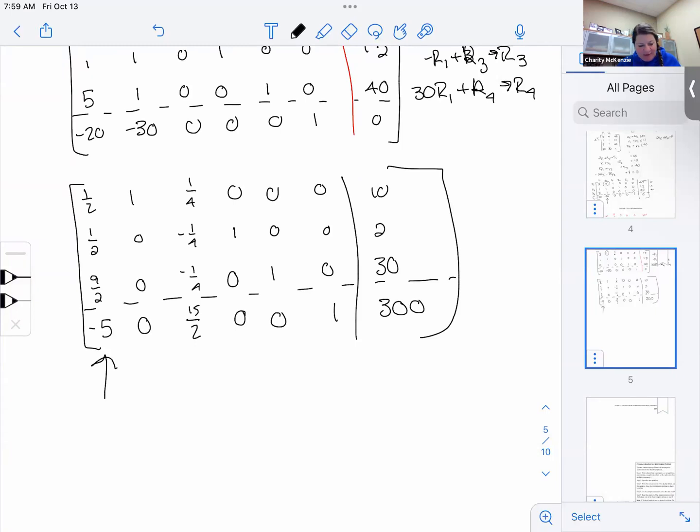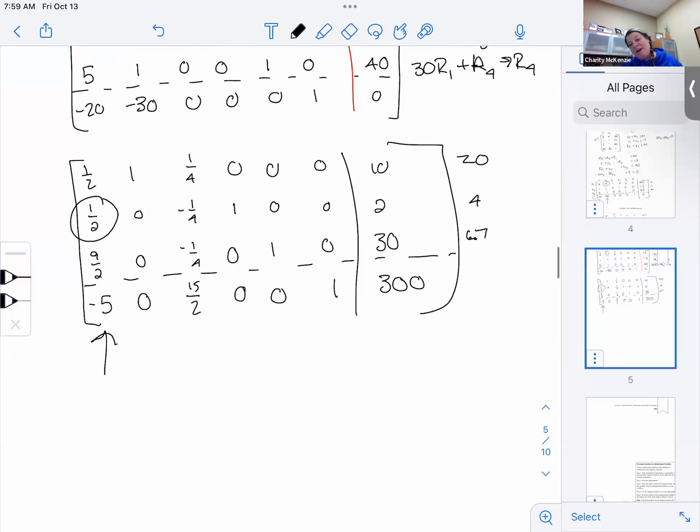Okay, we still have one more negative indicator. And I'm going to pull out my calculator for this. 30 divided by 9 halves is 6.6666 repeating, so 6.7-ish on that one. 2 divided by 1 half is 4. 10 divided by 1 half is 20. So it looks like this one is going to be our lowest, and that'll be our new pivot.